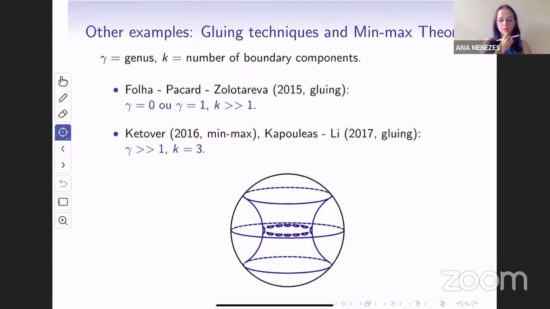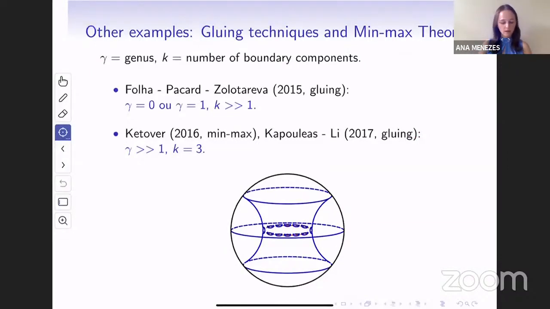Dan Ketover, using min-max theory, constructed some examples that seem to be the analog of the Costa-Hoffman-Meeks surfaces. So that would be the desingularization of the critical catenoid with the equatorial disk. And here he needs the genus to be large. So it's still an open problem to get these surfaces for any genus. For example, it would be very interesting to get the analog of the Costa surface, right? Genus 1. And Kapouleas and Li, using gluing techniques, constructed a family with the same topology as Ketover, and it's also expected to be the same, but no proof yet.